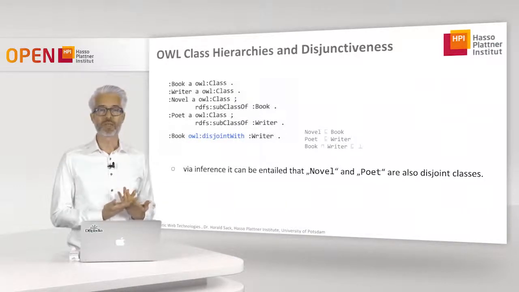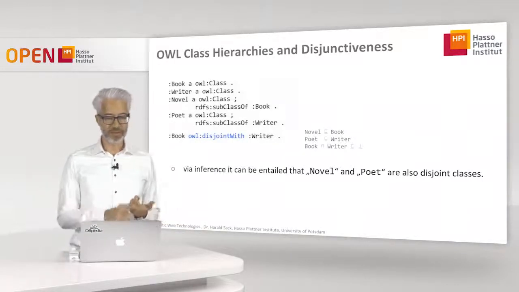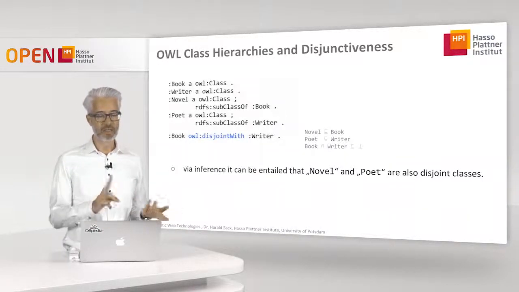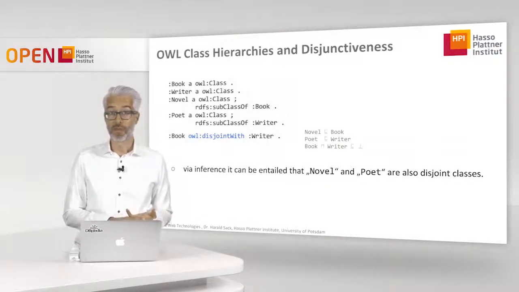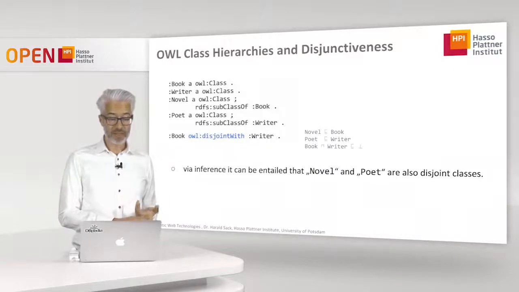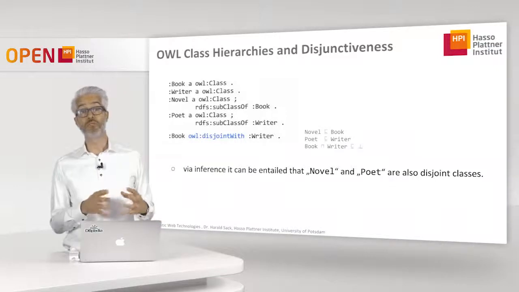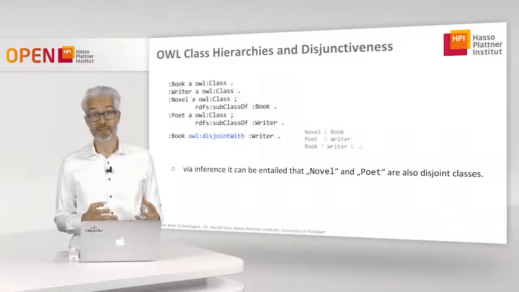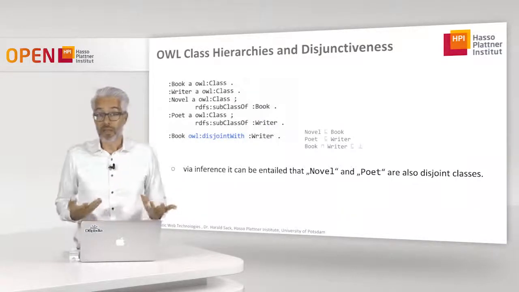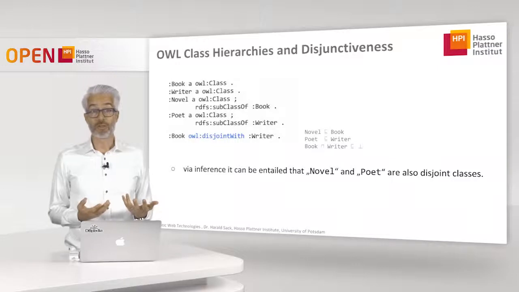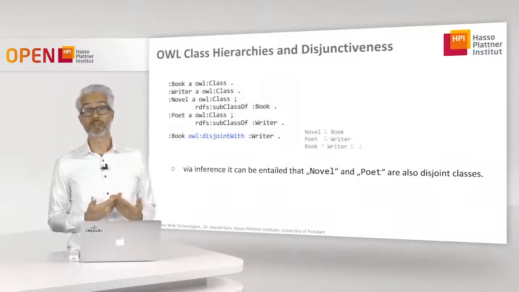So look at the following example. I define here some classes in the class hierarchy. So first I say book is a class, writer is a class. And then I say novel is a subclass of book and poet is a subclass of writer. Then a new thing, I define that book should be disjoint with writer. So book and writer are two disjoint classes. The interesting thing now is that via inference, it can be entailed that also the subclasses of these major classes which have been defined to be disjoint, they must also be disjoint.